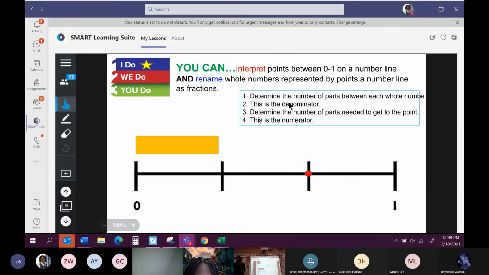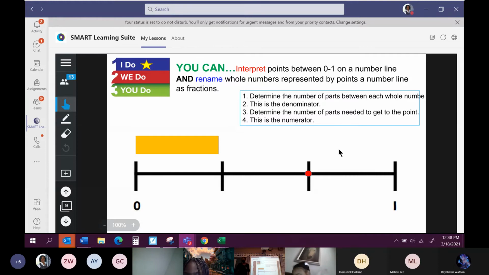Number 1 says, determine the number of parts between each whole number. Right here, I have this rectangle, and that rectangle is helping me to understand that that's the space that's being used to break up that whole. So this rectangle is my first part. And then if I look at it, I can say, oh, well, I think I could get 1, 2, 3 of these rectangles on this number line. Give me a thumbs up if you understand what I'm trying to say. That this rectangle could go 1, 2, 3 times on this number line.